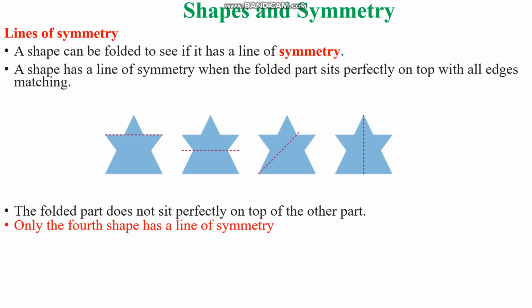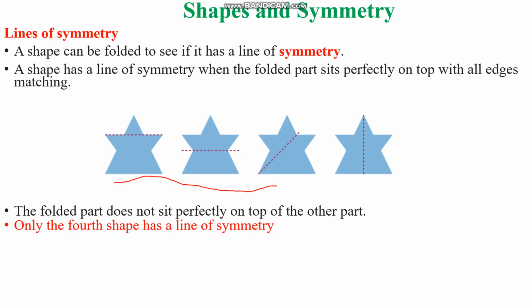So a shape can be folded to see if it has a line of symmetry. And then we say that a shape has a line of symmetry when the folded part sits perfectly on top with all edges matching. So for example, in this diagram that is shown here, this could be a star.